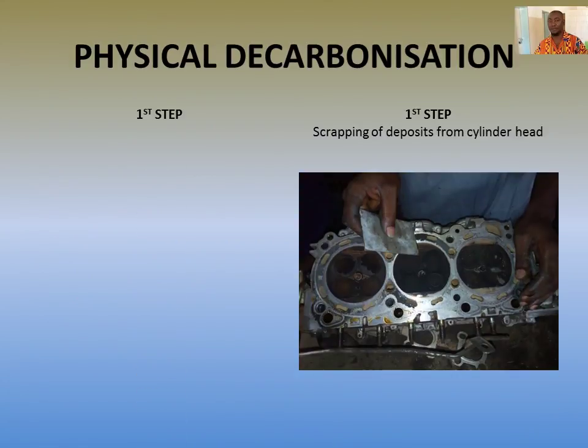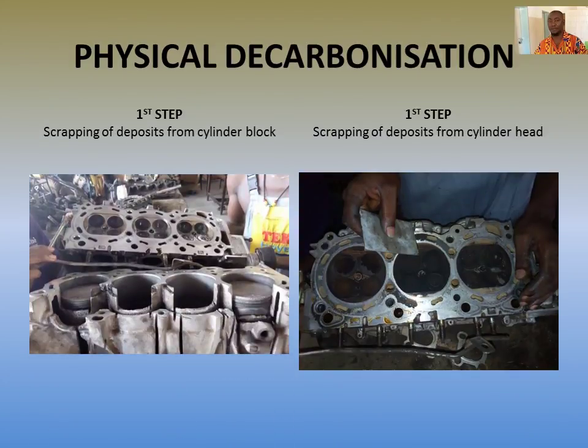The physical decarbonization now. This is the first step on how to go about your physical decarbonization. First, the scraping of deposits from the cylinder block. As you can see in the image here, scraping up the carbon deposit from the cylinder head.